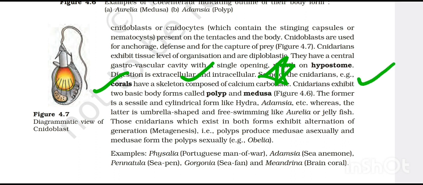Cnidarians exhibit two basic body forms called polyp and medusa. The former, that means the polyp, is sessile and cylindrical, like Hydra, Adamsia, whereas the latter, which is medusa, is umbrella shaped and free swimming, like Aurelia or jellyfish. Those cnidarians which exist in both forms exhibit alternation of generation called metagenesis. Polyps produce medusae asexually and medusae form the polyp sexually, as is seen in the case of Obelia.